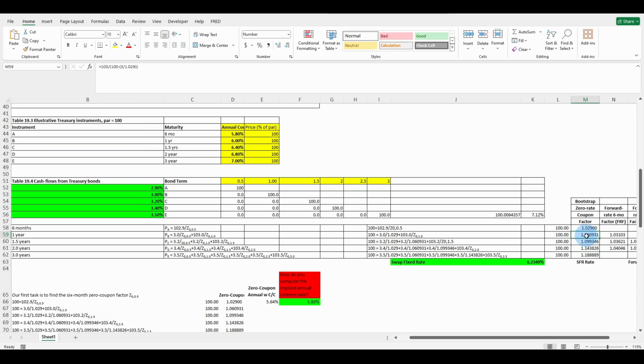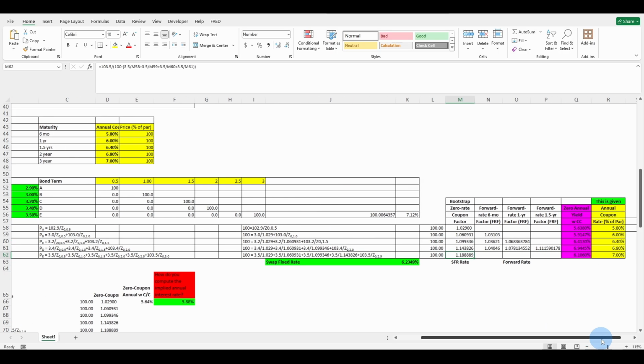All right, what do I mean by that? We're using 2.9 and 3. So we're going to go 103 and then 100 minus 3 divided by 1.029. That's 1.209. And again, here's the formula. Then we're going to do the same thing over and over again.